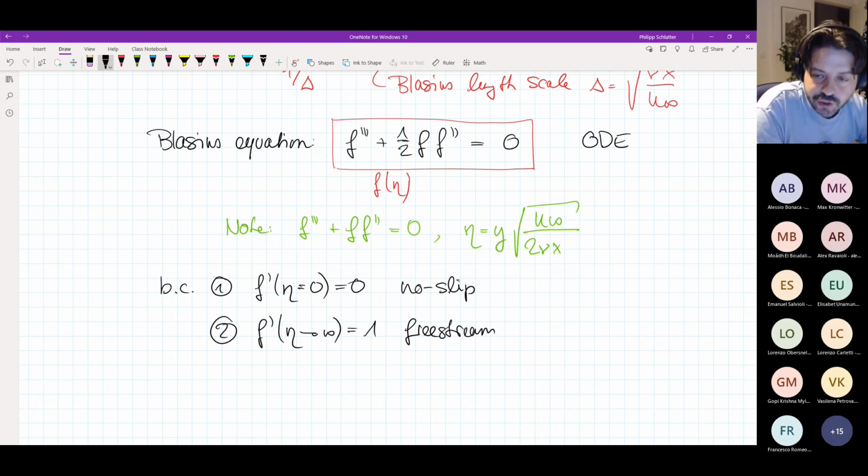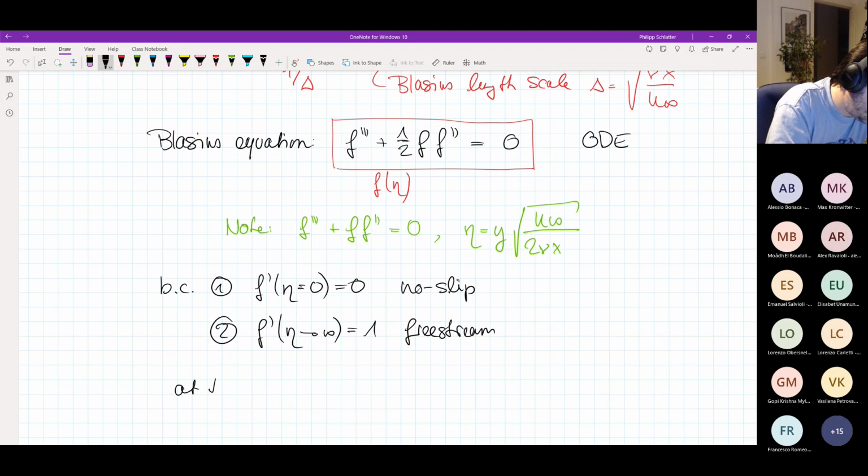What boundary condition could that be? Well, what is it that we have not used? We have boundary condition 1, which is the no-slip condition, but we have only used the fact that u needs to be 0. We have not used the fact that also the v velocity, the vertical velocity, needs to be 0.